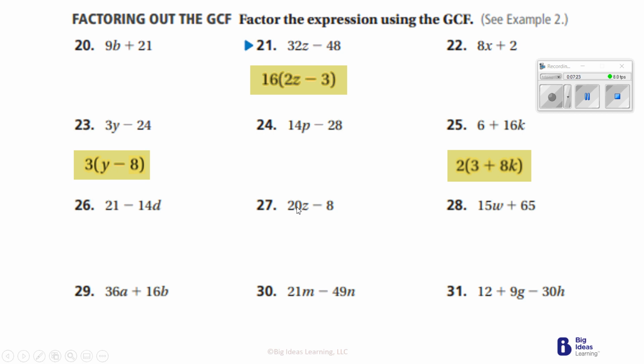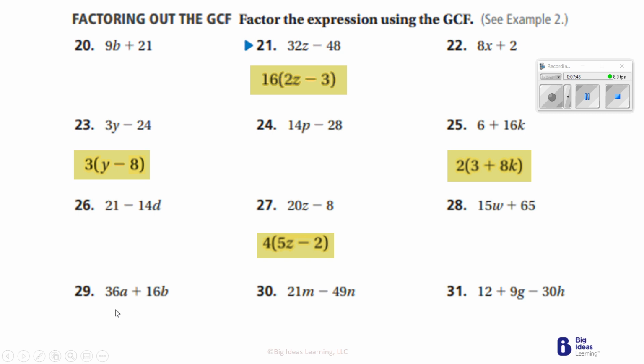All right, 27 is mine. It says here I've got 20z minus 8. I know that 4 goes into 20 and 8. So I'm going to say this is 4 times 5z minus 2. 4 times 5z makes 20z. 4 times negative 2 gives me negative 8.